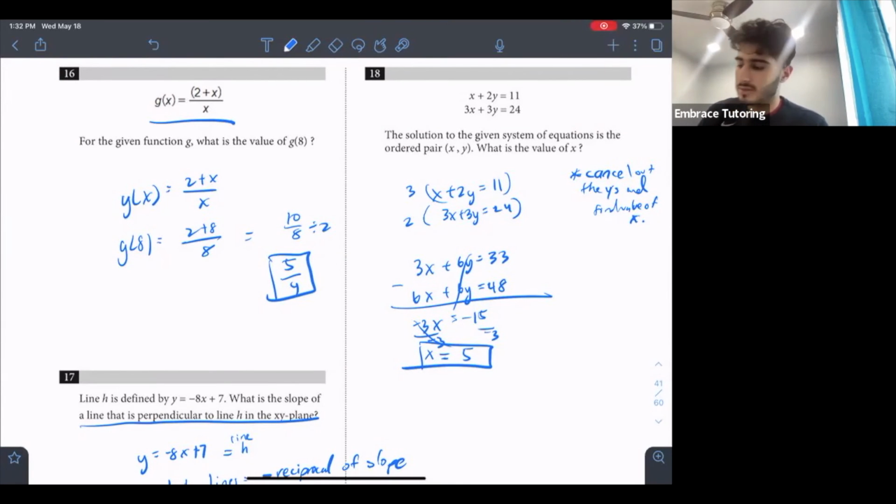So that's how you get the equation x is equal to 5, and that's how you could solve question 18. So it's basically knowing what to cancel out to get the other variable that is key. So you also save time.